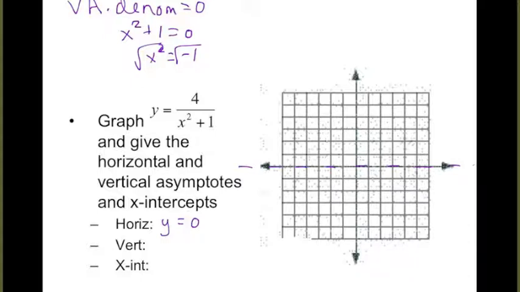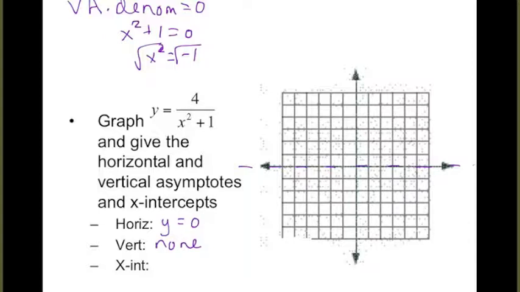What's the square root of negative 1? It's imaginary, right? We can't take a square root of a negative number. Imaginary we can't see on graphs, so we're going to say that there's none. There aren't any we can see. They're imaginary. Okay, so this graph is never going to cross our x-axis. Or sorry, never have a vertical asymptote.